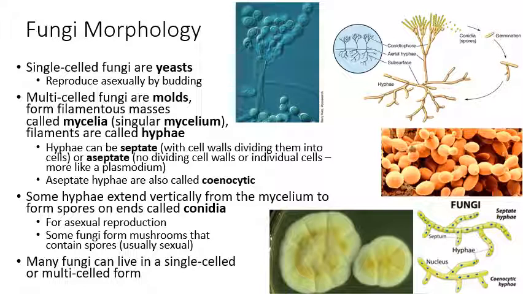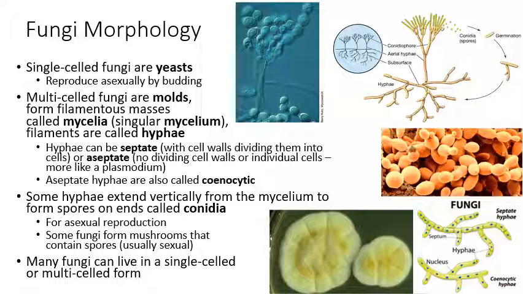And then some of them might have additional structures on top of that, usually for reproduction. If you have a mold that's going to reproduce asexually, usually you're going to have hyphae that come up from the mycelium, and you have spores produced on the ends of them. And those spores are called conidia. So conidia are for asexual reproduction.